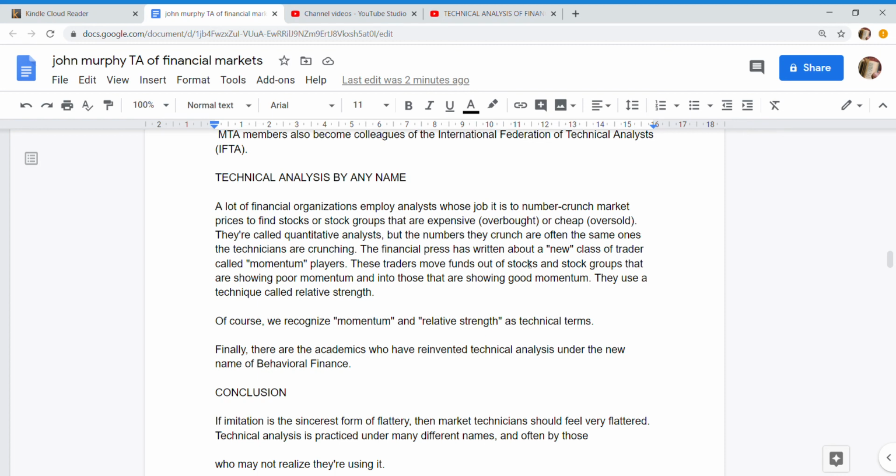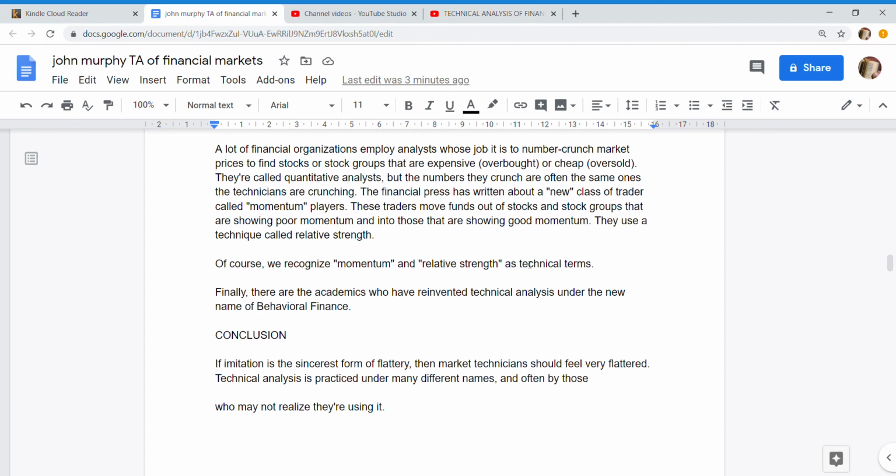The financial press has written about a new class of trader called momentum players. These traders move funds out of stocks and stock groups that are showing poor momentum and into those that are showing good momentum. They use a technique called relative strength. Of course, we recognize momentum and relative strength as technical terms. Finally, there are the academics who have reinvented technical analysis under the new name of behavioral finance.